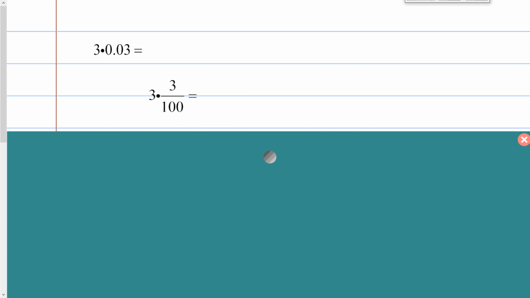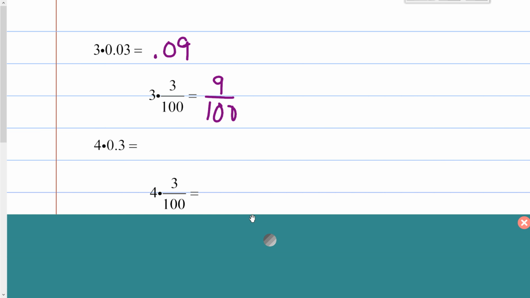Now let's do a whole number times a digit in the hundredths place. So 3 times 3/100ths, well, that's going to be 9/100ths, which is 0.09. 4 times 3/100ths is 12/100ths, which is written like so.